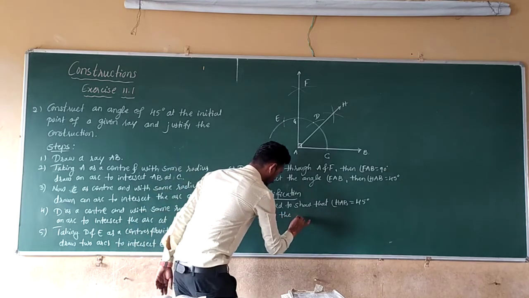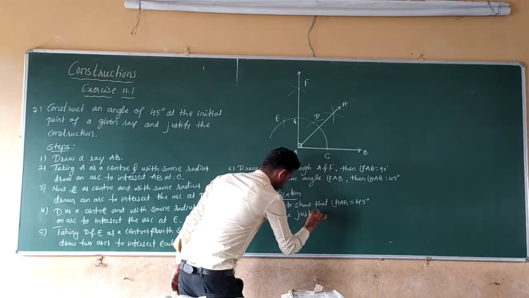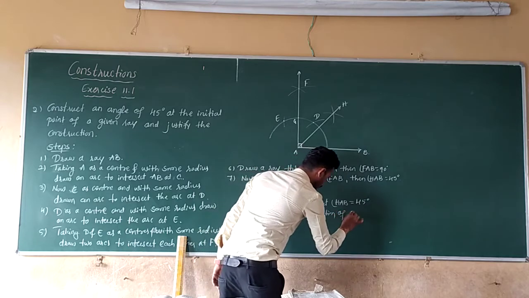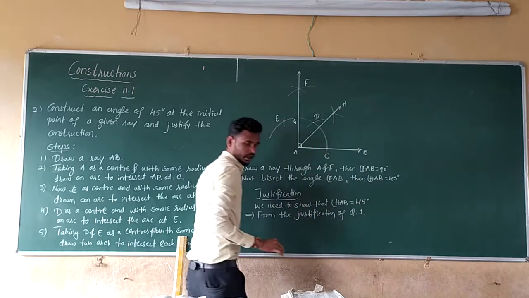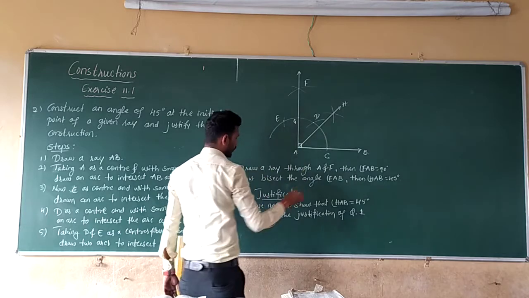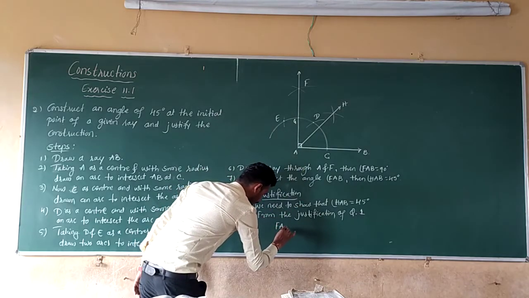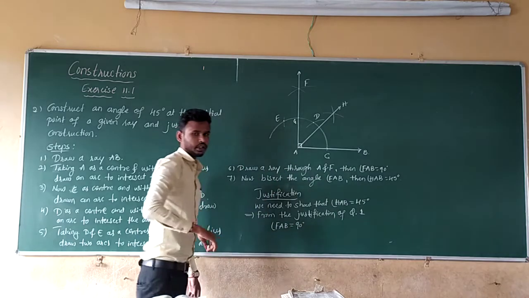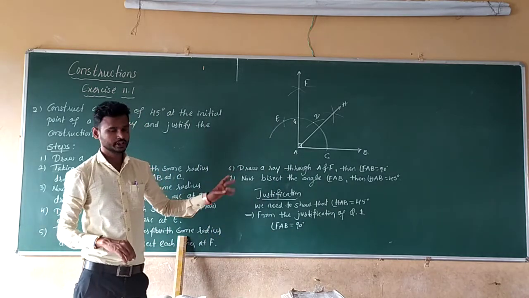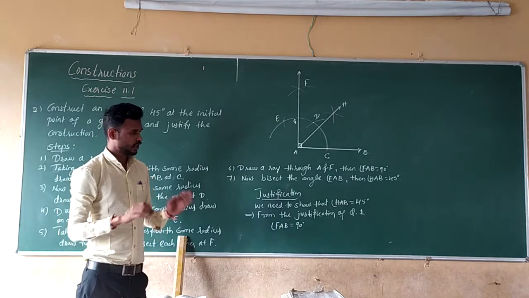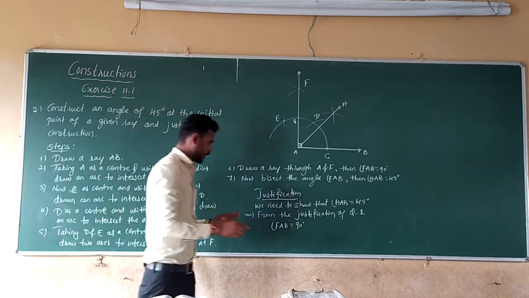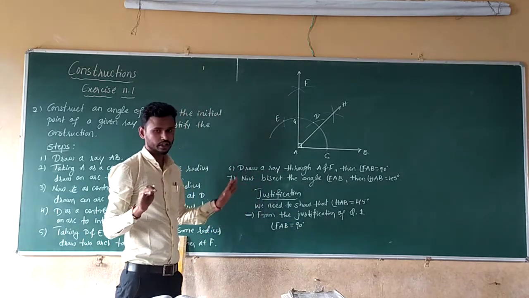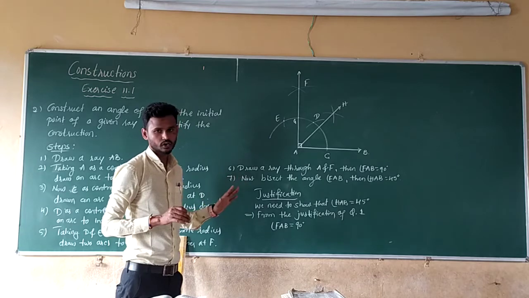So just write: from the justification of question 1, angle FAB is equal to 90 degrees. You already know how to justify this as 90 degrees, so just prove that till FAB is 90 degrees, the same as it is. Then proceed to the next part.